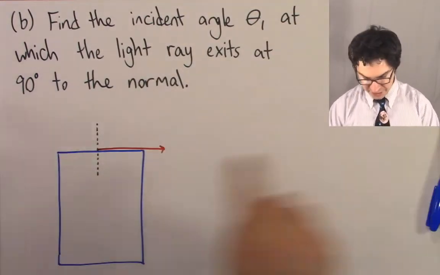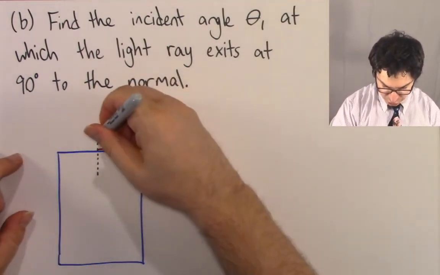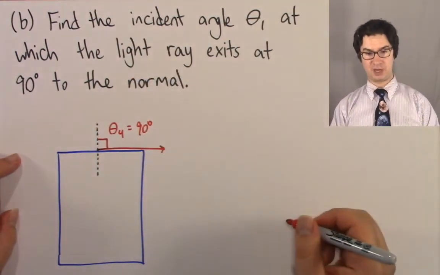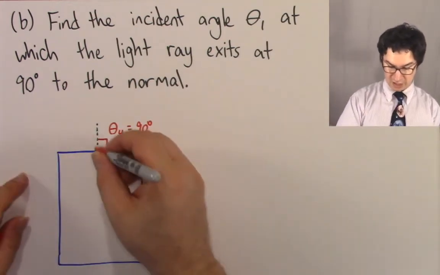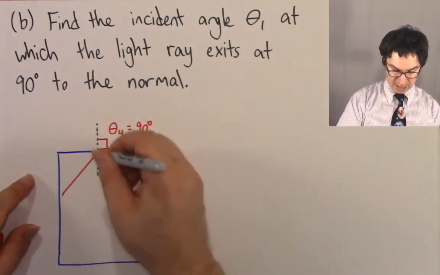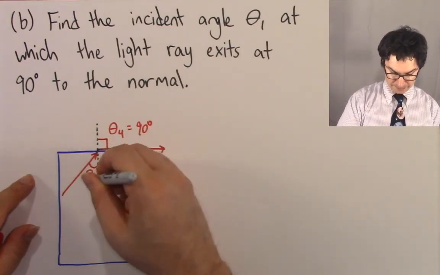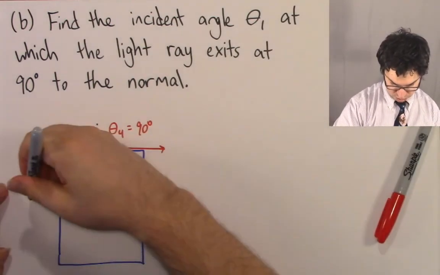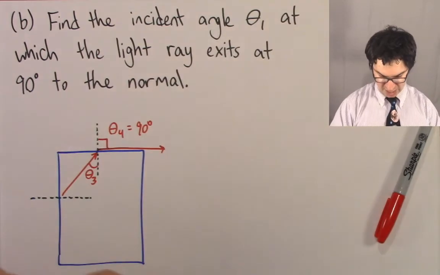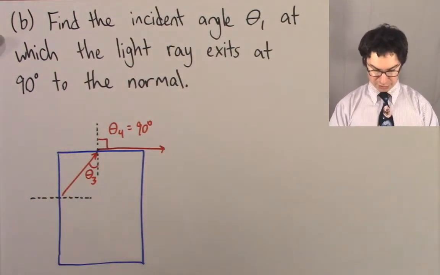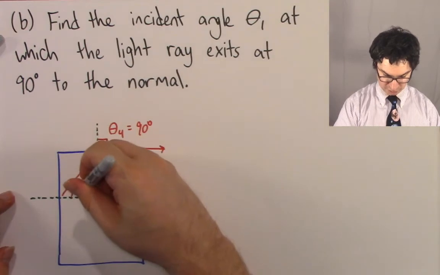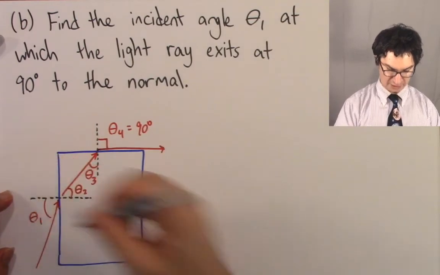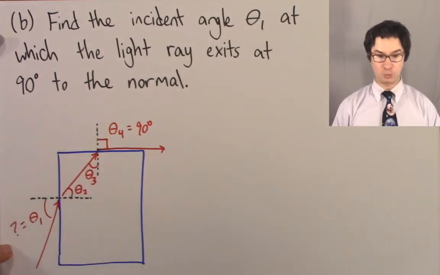We want theta 4 to be a 90 degree angle. We want theta 4 to be equal to 90 degrees. Okay? So in order to achieve that, we know that the light has to come in at some angle. We're going to call this angle theta 3. And we know that there has to be another normal over here. And associated with theta 3, there's going to be a related angle, theta 2, over here. And then finally, coming in over here, there's going to have to be a theta 1. And this is ultimately what we want to solve for.